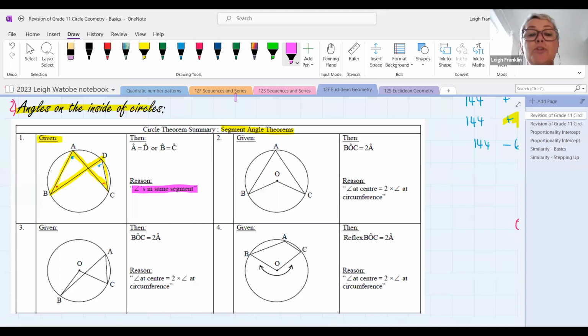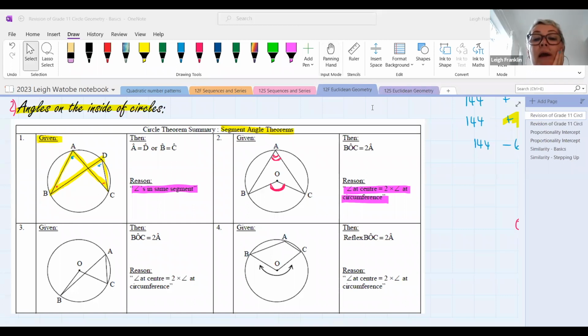The next one, number 2, we have been given a diamond head, and this angle over here is the angle at the center. So I'm going to color it in pink. This is the angle at the center. This angle over here is the angle at the circumference. So here we say that the angle at the center is twice as large as the angle at the circumference. I'm sure that rings a bell to a lot of you as well.